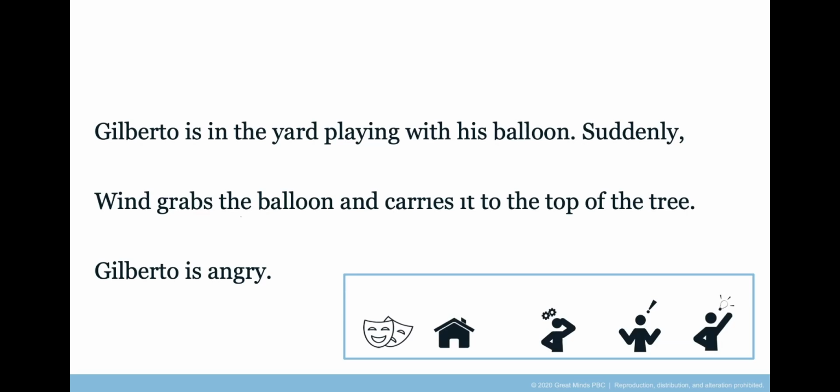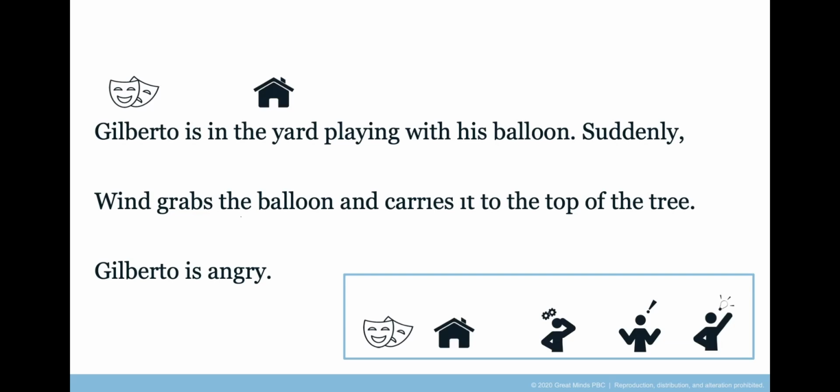Listen carefully. Gilberto is in the yard playing with his balloon. Did you point to the character icon? Because Gilberto is the main character in my story. What about the setting? What is the setting of the story? Meaning, where does the story take place? I'm sure you said it. It happens in Gilberto's yard.